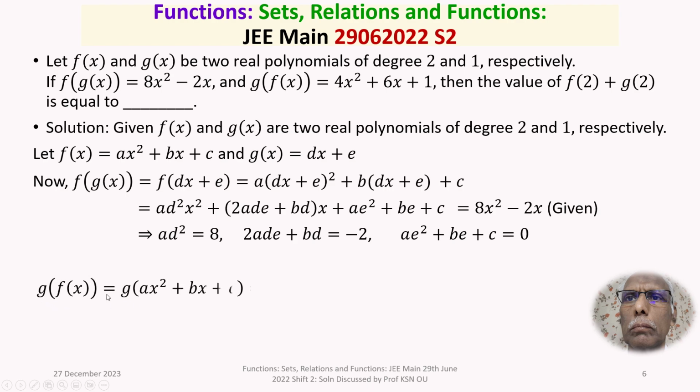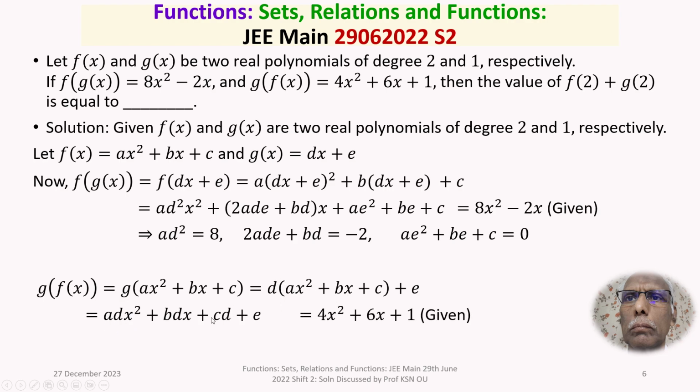So g of f of x: f of x is ax square plus bx plus c. Get into g, wherever there is x, you substitute ax square plus bx plus c. Thus you get d times ax square plus bx plus c plus e. And simplifying, you will get adx square plus bdx plus cd plus e is equal to 4x square plus 6x plus 1. It is given in the question.